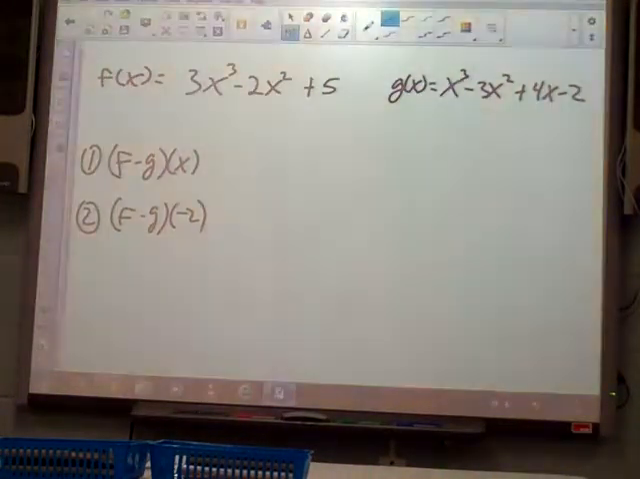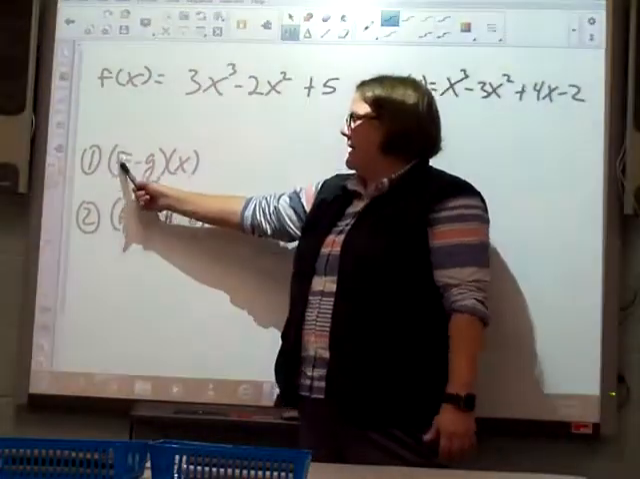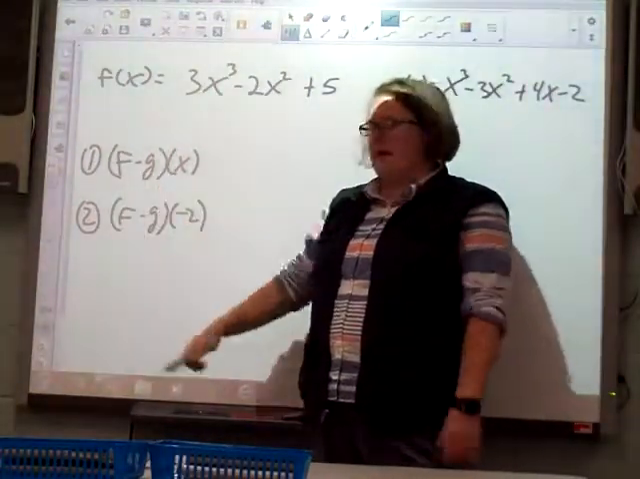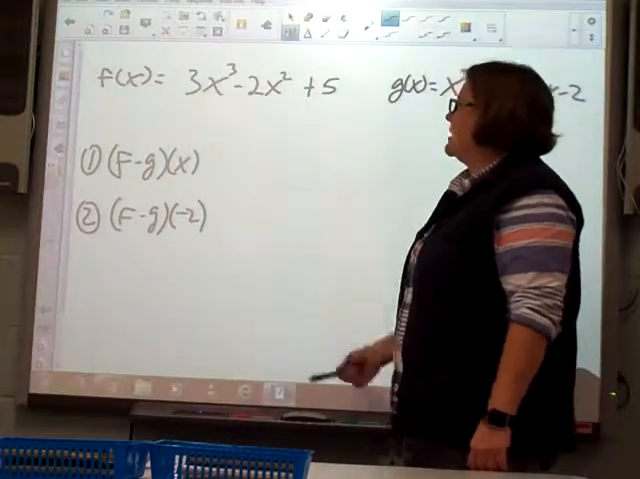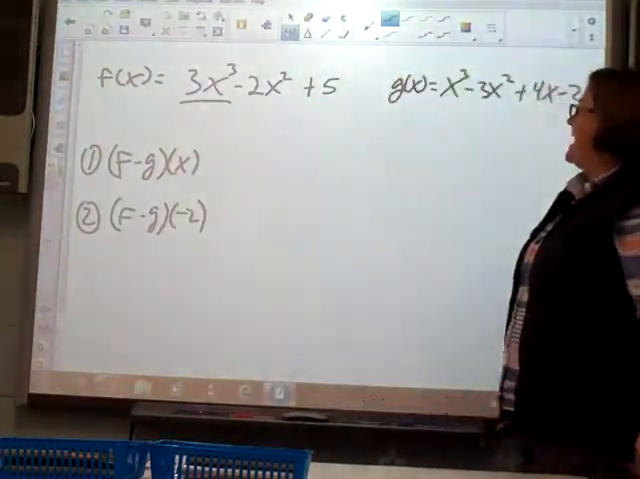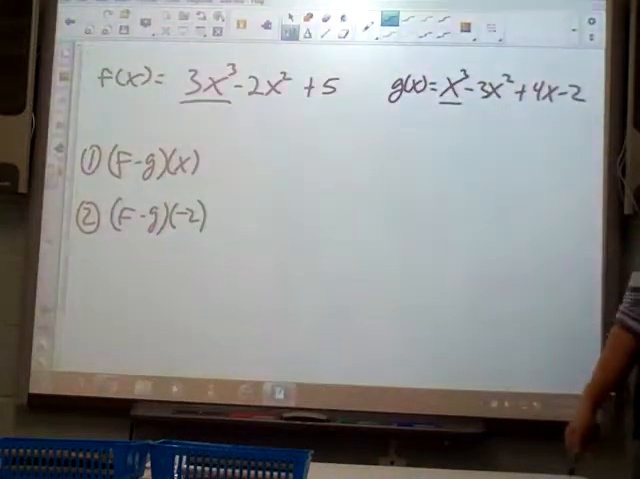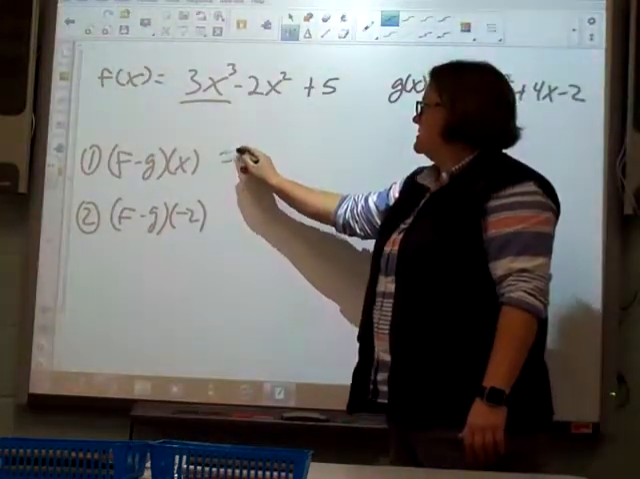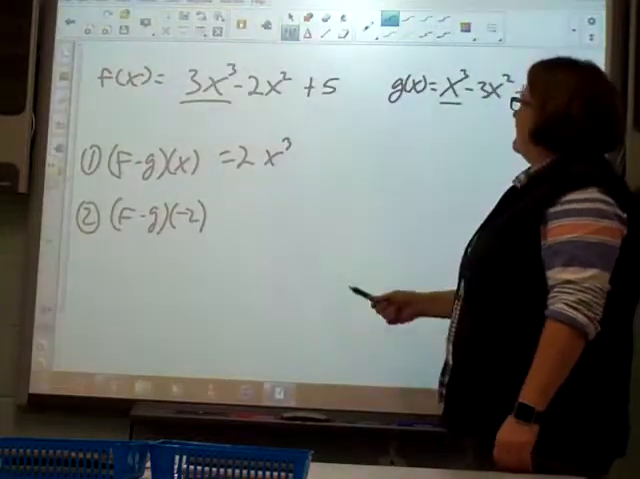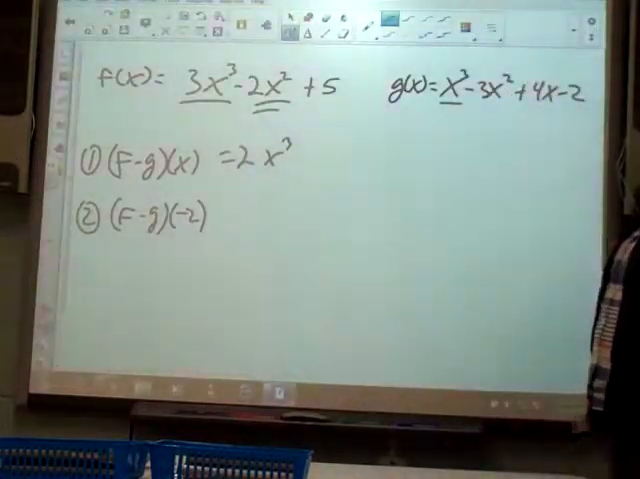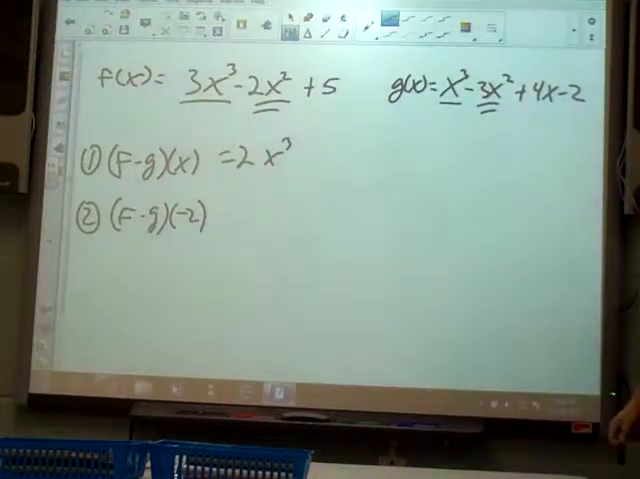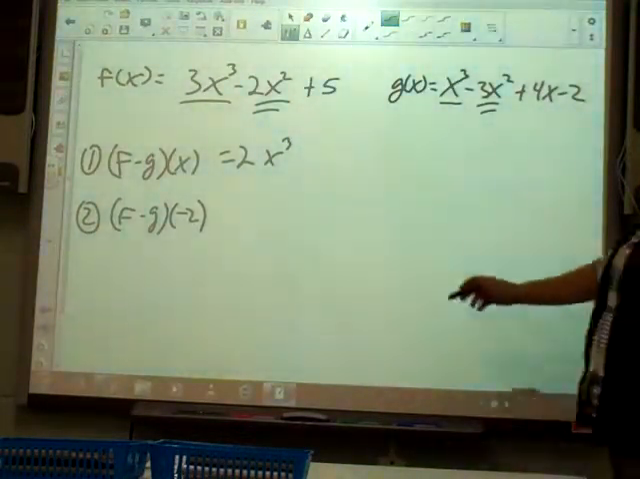Alright, so we're subtracting this time, so be careful with your signs. I'm just remembering that I can only subtract like terms. So the order on subtraction is important. The f function has to come first. That matters on subtraction. So if I start looking for like terms, 3x cubed minus 1x cubed. What does that get us? 2x cubed. Okay, here I've got a -2x squared minus a -3x squared. Be careful on those signs. -2 minus -3. Is it -5? It'd be 1. Very good. There we go.